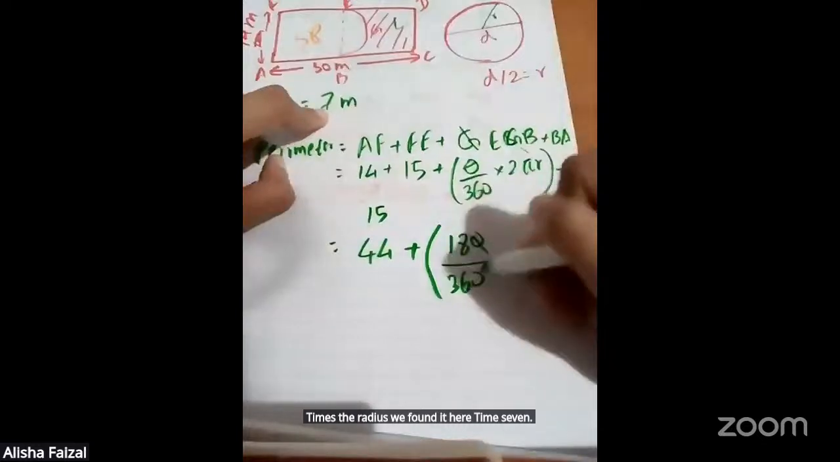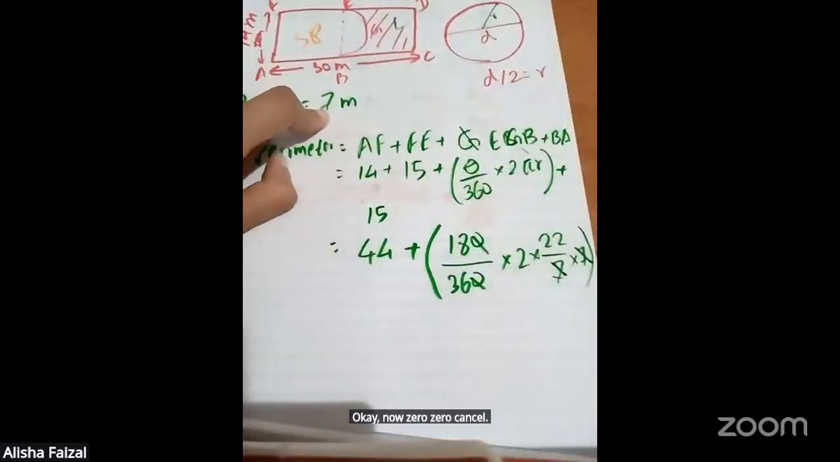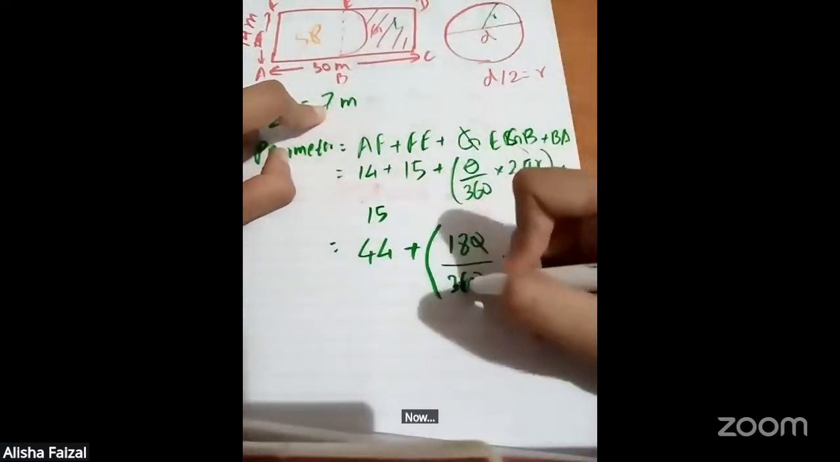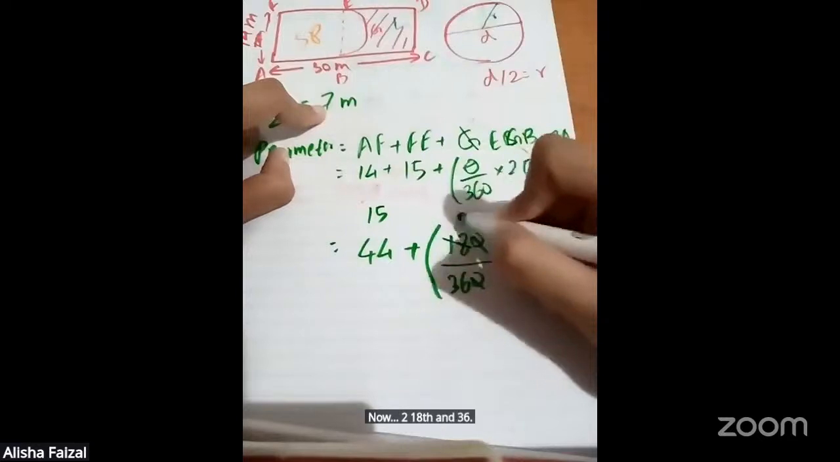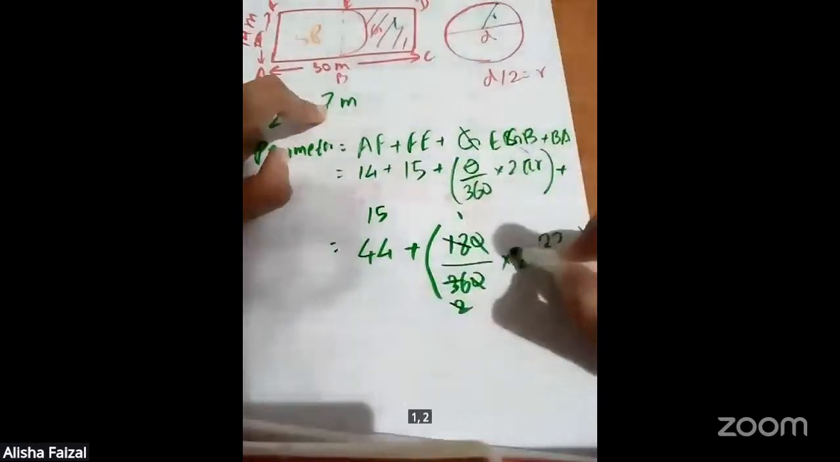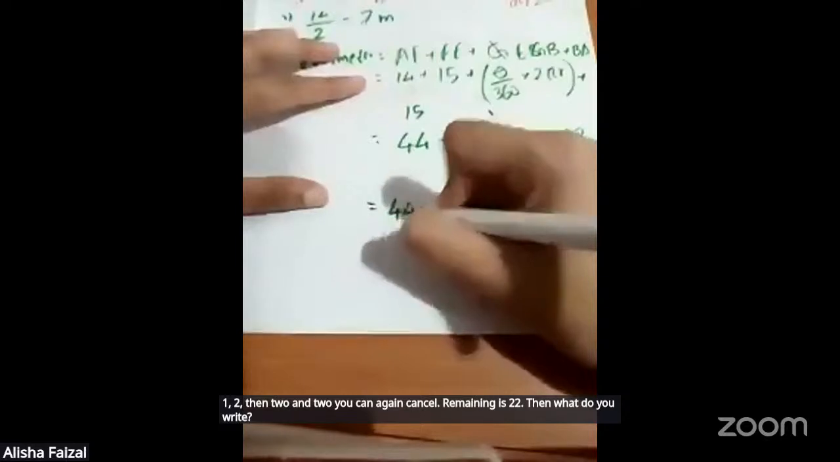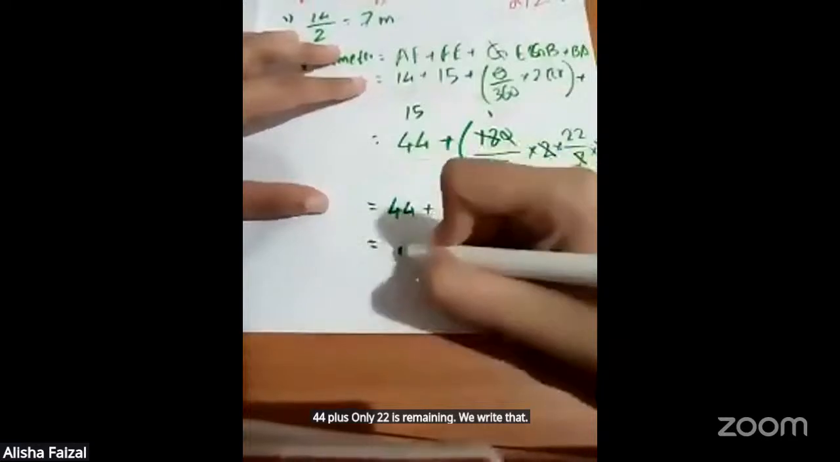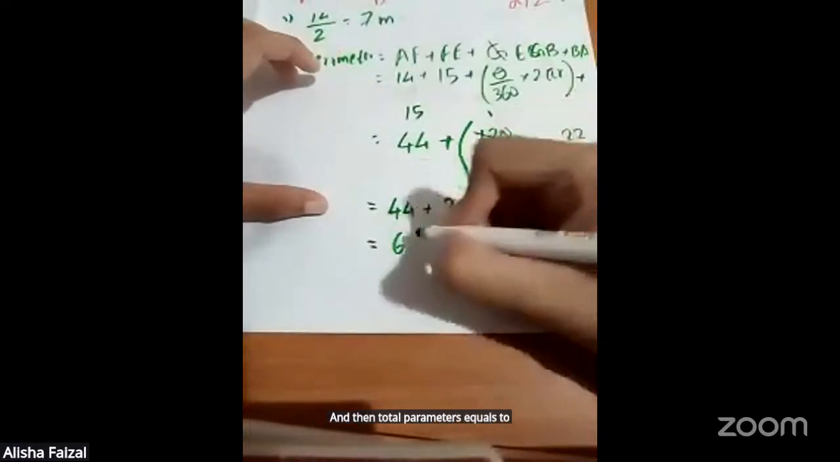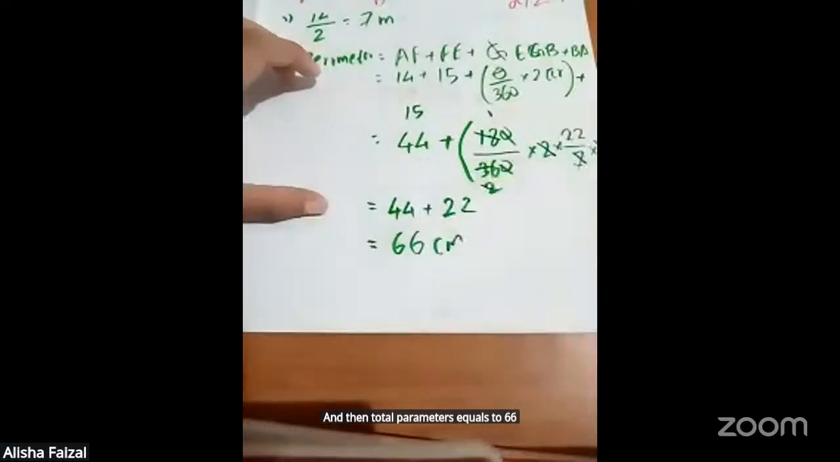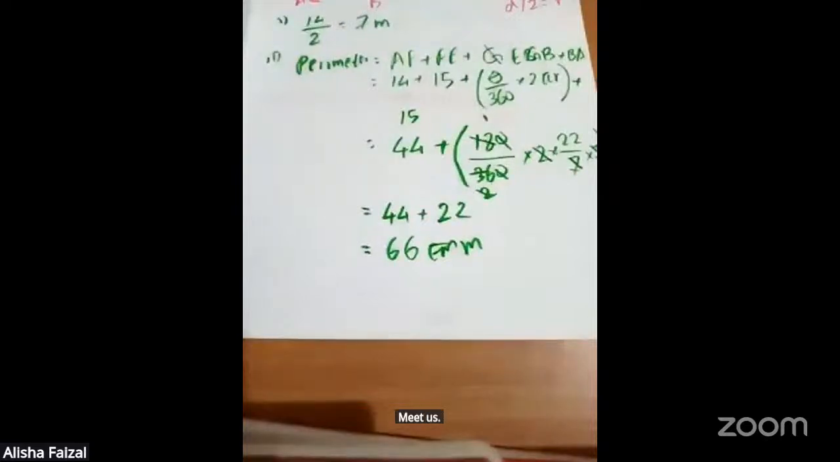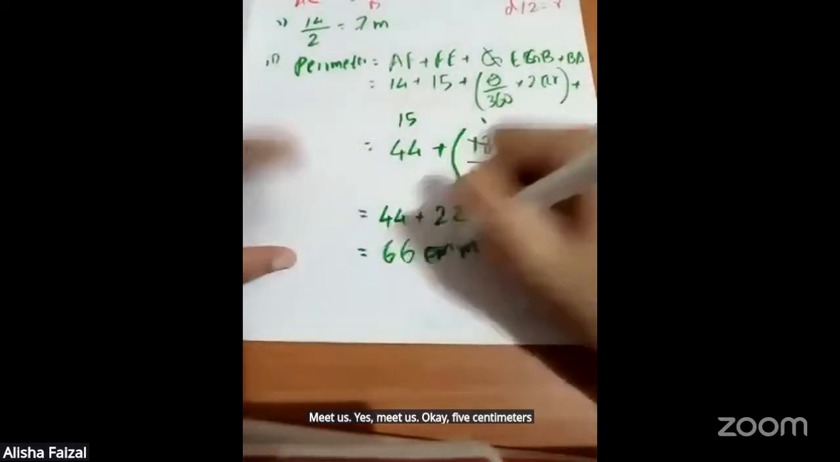Now the zeros cancel. 7 and 7 you can cancel up and down. Now 2 18s are 36. Then 2 and 2 you can again cancel. Remaining is 22. Then what do you write? 44 plus, only 22 is remaining. We write that. And then the total perimeter is equal to 66 meters. Not centimeters, meters, because here the unit has been given in meters, right?